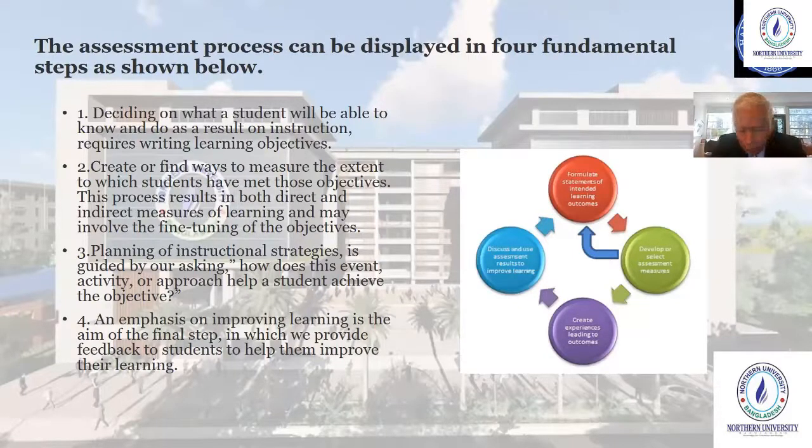So then we have to create experience leading to outcomes. That is the purple. And the outcomes should be for success for the students. And then discuss and use assessment results to improve learning. So that is what we call continuous improvement. We're always trying to make it better.